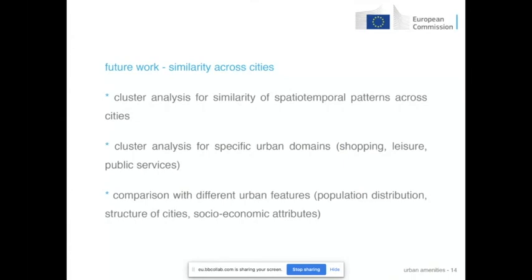Later on, in the second phase of the research, we are going to compare these results with different urban features like population distribution, the structure of cities, like monocentric or polycentric cities, and possibly socioeconomic attributes, income or other social attributes derived from census, coming from different European countries.